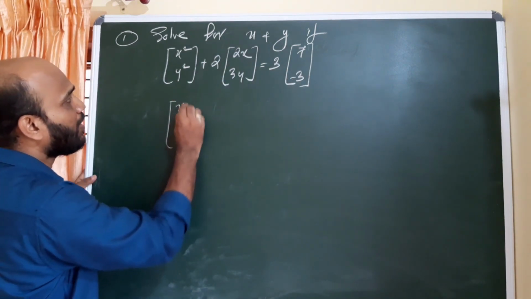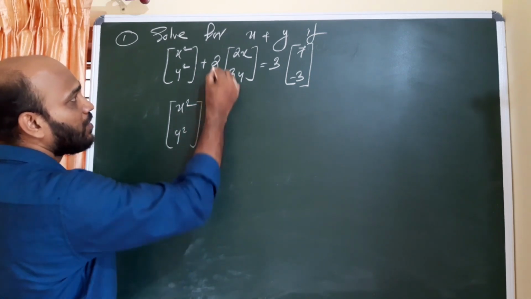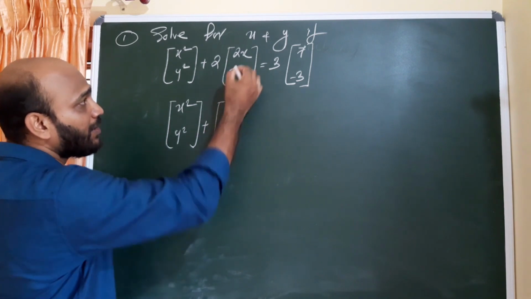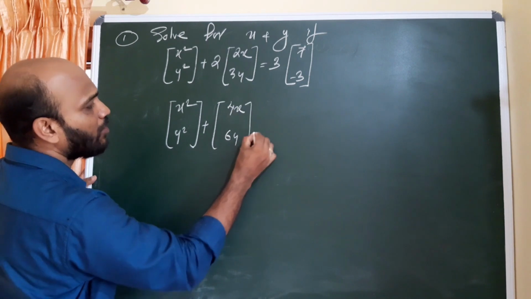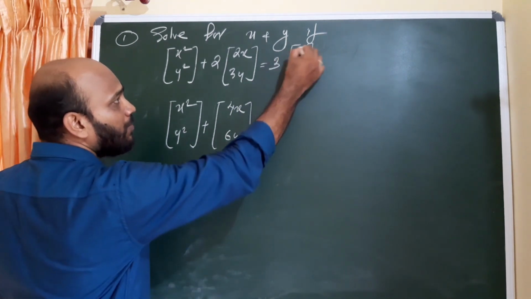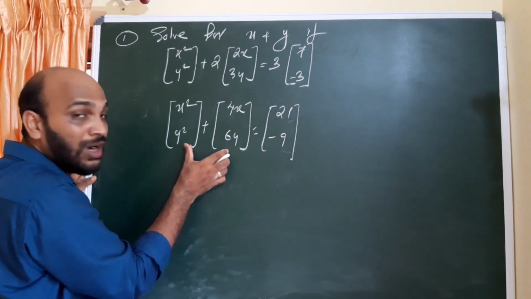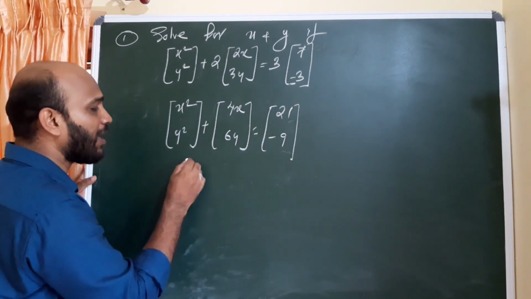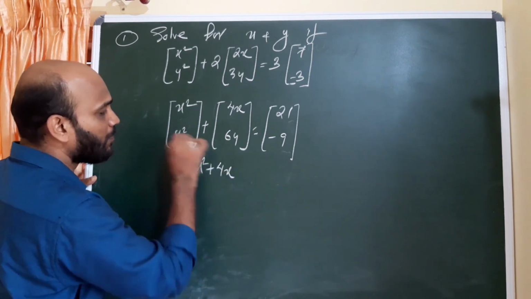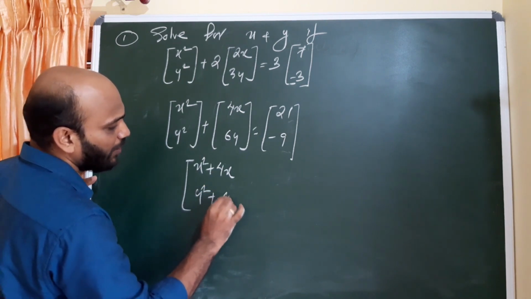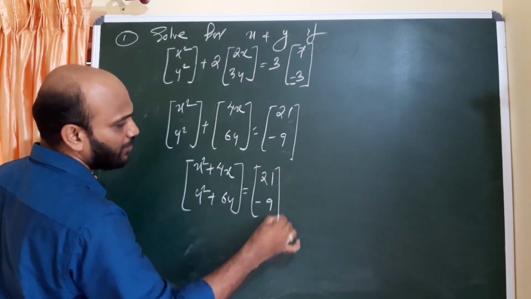So left hand side will be matrix [x², y²] plus 2 times the matrix. We are multiplying the matrix by a scalar, so we'll get [4x, 6y]. Equal to a matrix, it also you have to multiply with 3. We'll get [21, -9]. Now these two matrices you have to add. So you have to add corresponding elements. So we'll get a matrix [x² + 4x, y² + 6y] equal to the matrix [21, -9].